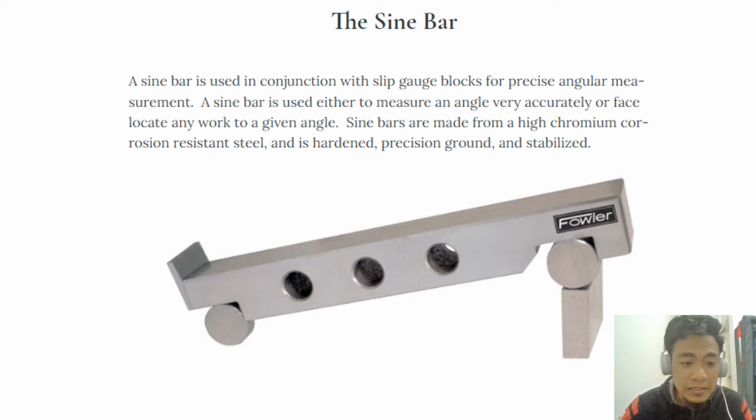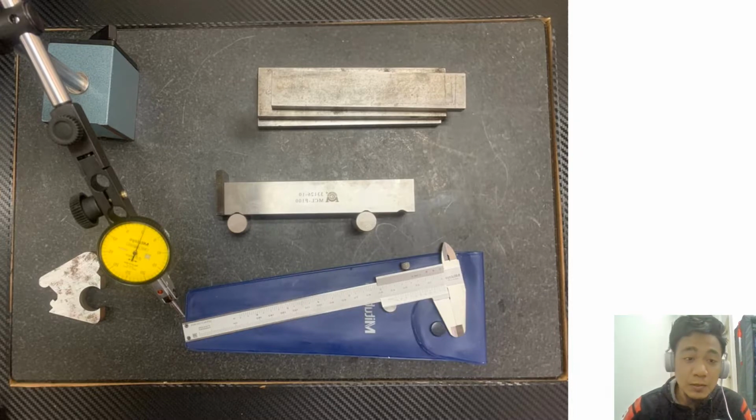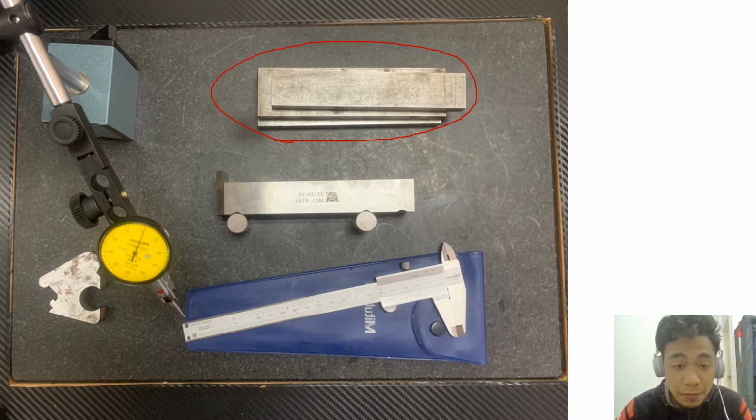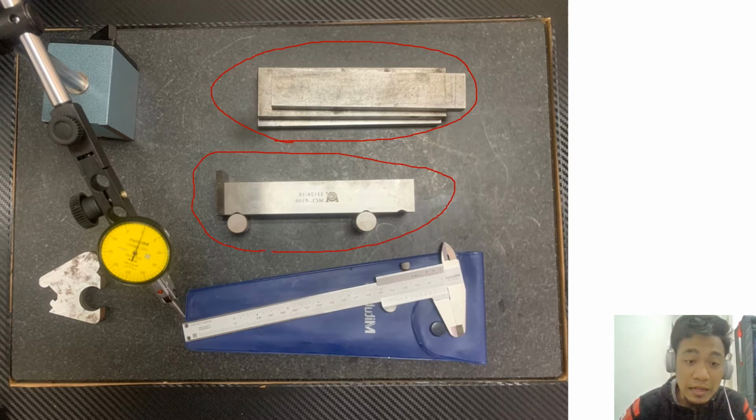Let's go to the next slide. Here we have several pieces of equipment and material that we use. The first one is the parallel bar. We have many sizes: 10 mm, 12 mm, 8 mm, even 0.5 mm, to get a certain height. Later we will talk about that. Then we have this sine bar, this 100 mm sine bar.